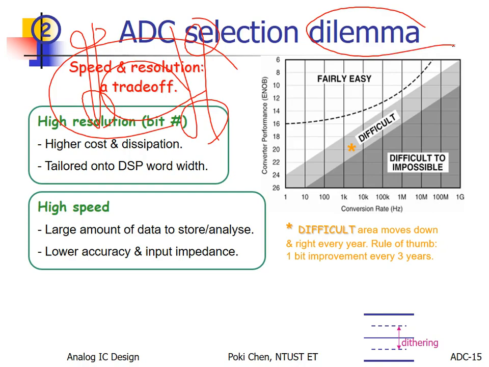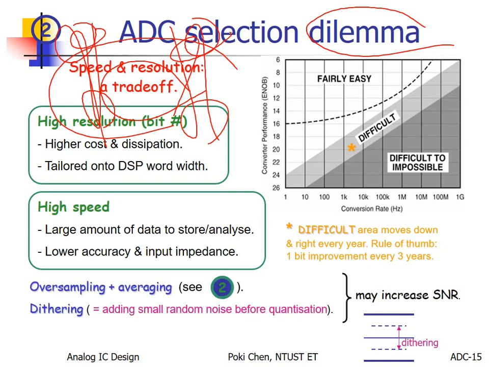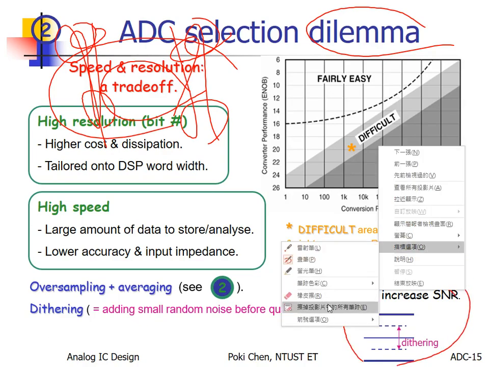But can you enhance both? You need to increase the speed and also the resolution. Unless you are Einstein in this field and you create a brand new structure, otherwise, no way. And then for dithering, maybe you were a bit curious why oversampling can enhance your effective number of bits. Hopefully this will be a good explanation for you.